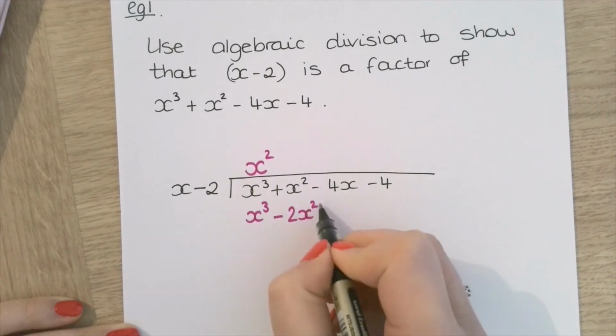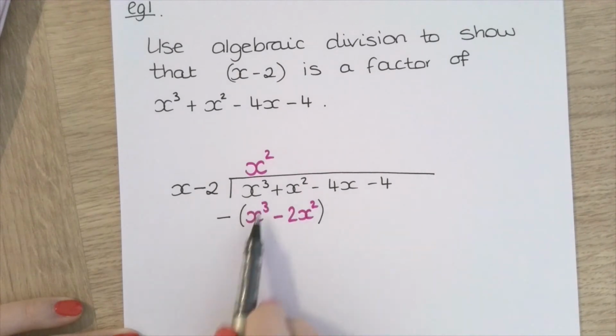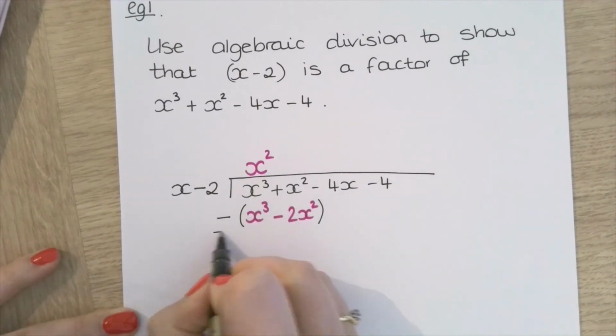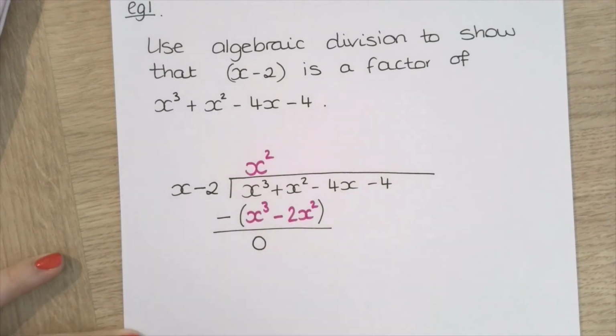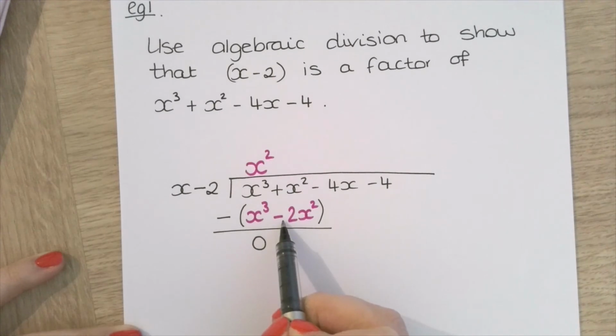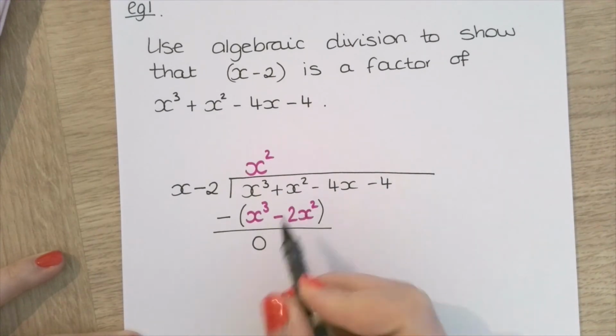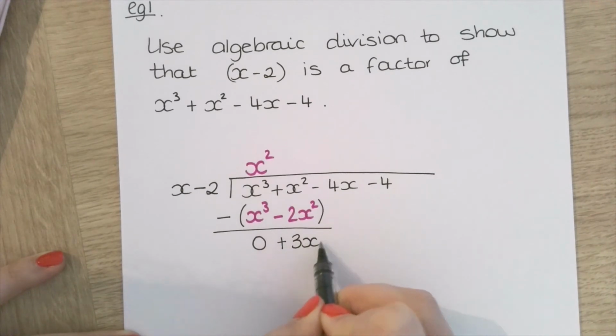With that, I am going to subtract it from what I've got here. Don't worry about the rest for now, I'm just working with this part here. So x cubed minus x cubed leaves me with 0. x squared, take away negative 2x squared. When I take away negative, I'm going to add it on, so I get plus 3x squared.